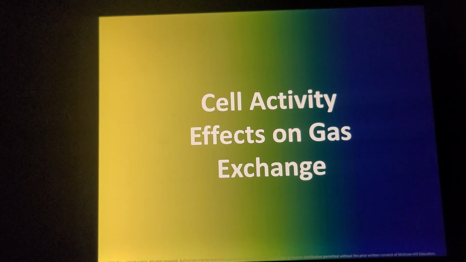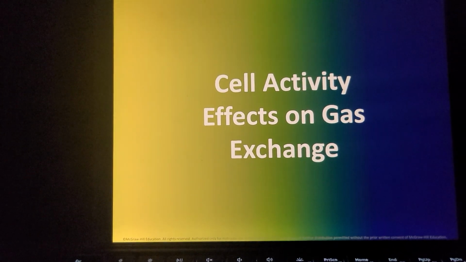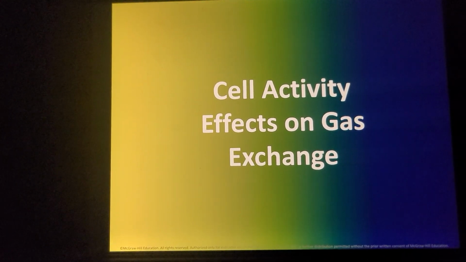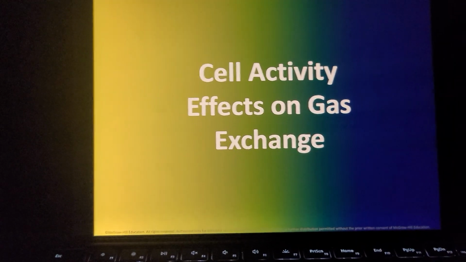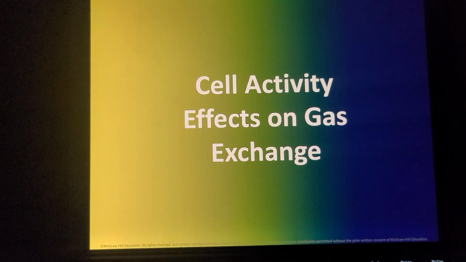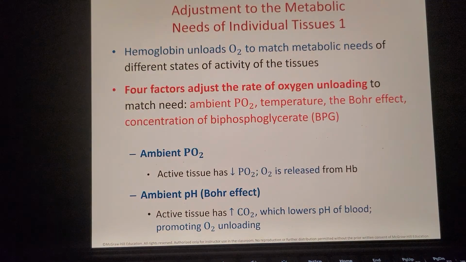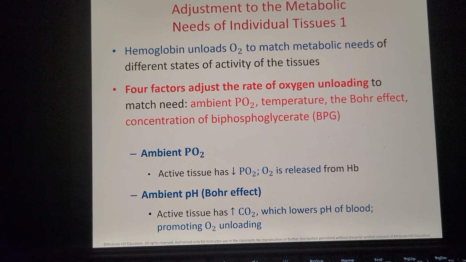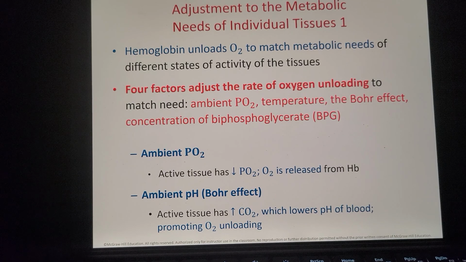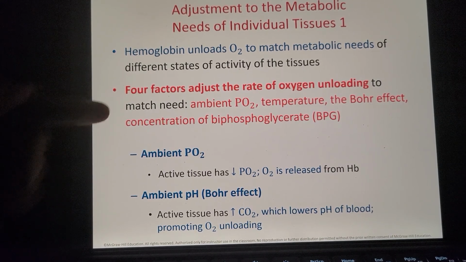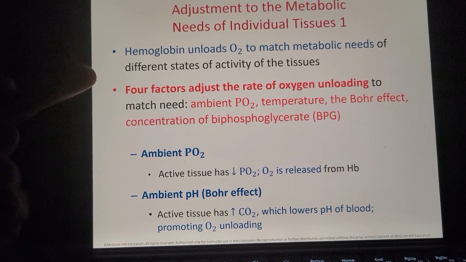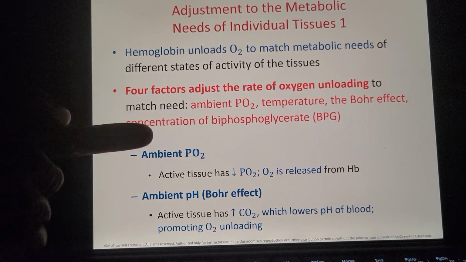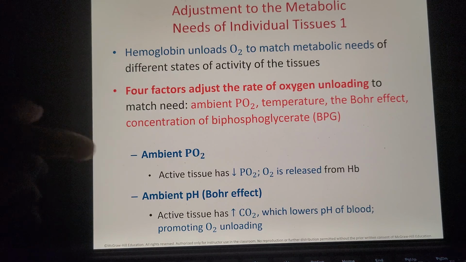Okay, so how our body activity can affect gas exchange. Again, we need that oxygen in order to create ATP. So if we need more ATP, we need some more oxygen. So there's oxygen unloading depending on what you're doing. There are 4 things that are going to affect that. Our ambient partial pressure of oxygen, so how much oxygen do we have. Temperature can affect that. The Bohr effect will affect that. And then how much bisphosphoglycerate or BPG do we have?